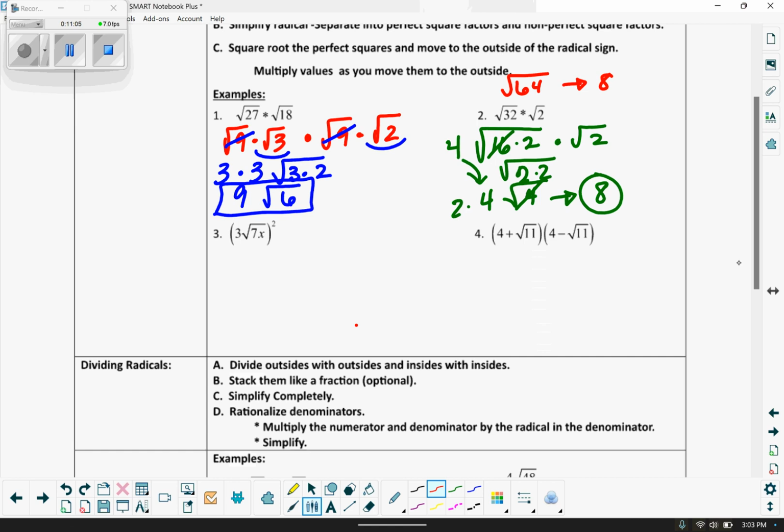Now I'm going to square a quantity. So when we square a quantity, I actually have 3 radical 7x times 3 radical 7x. The 3 times the 3 on the outside give me 9. Underneath the radical, I'll end up with 7 times 7, which is 49, and x times x, which is x squared. Now, two of the same things end up making a perfect square underneath. So the square root of 49 is 7, and the square root of x squared is x. So I'm going to have 63x.